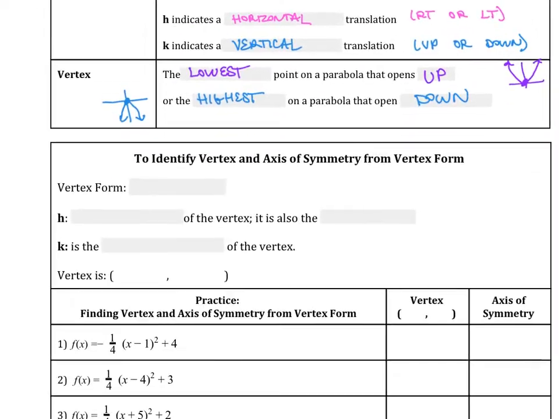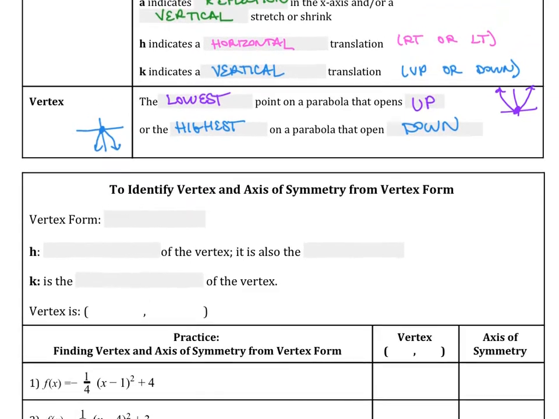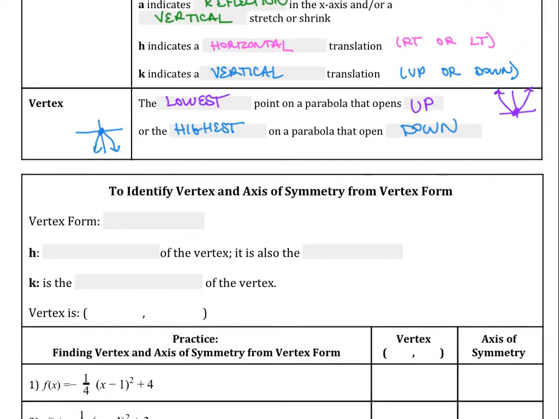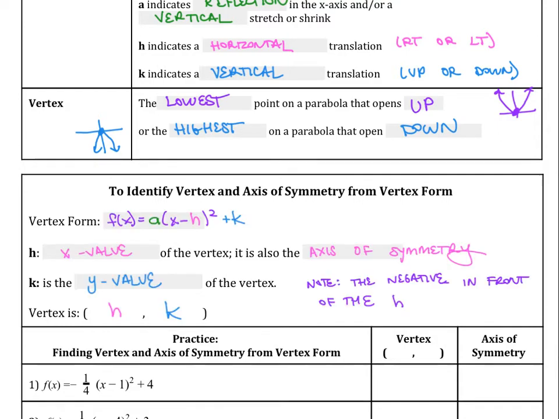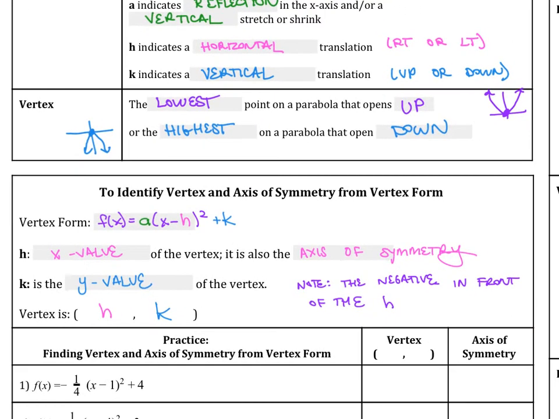Now what I want to get practice in is to identify vertex and axis of symmetry from vertex form. So remember, vertex form looks like this. So we're getting lots of practice in writing that because it's really important to try to remember. So the h here is our x value of the vertex. It is also called the axis of symmetry. The k is the y value of the vertex.